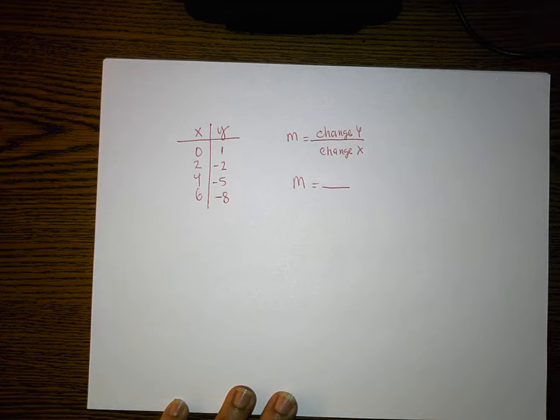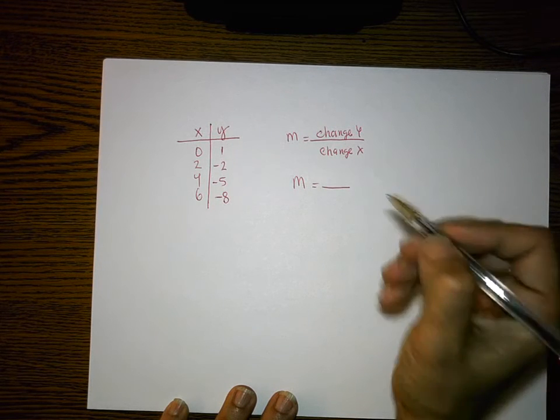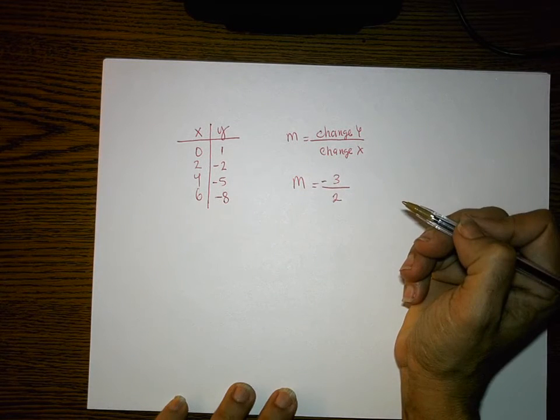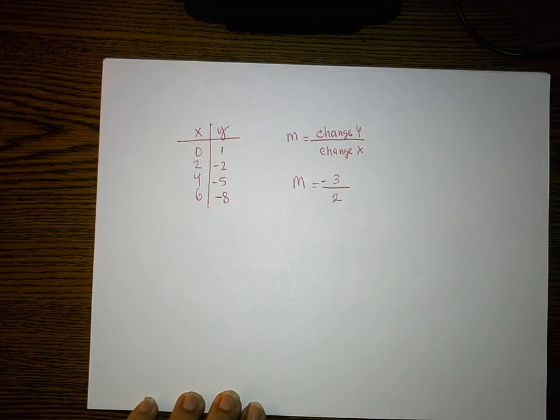Okay, Ivan, what is the slope? The slope is negative 3 over 2. Colton, was that going to be your answer? Yeah. Awesome. So let's check.